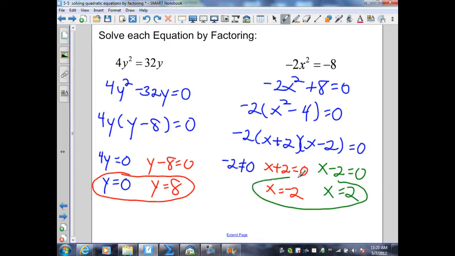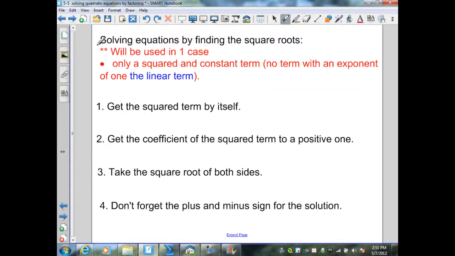And here's my solution. Next, we want to solve equations by finding the square roots. This will be used in one case. This is when only a squared term and a constant term are available. There is no term with an exponent of 1. In other words, there's no linear term.